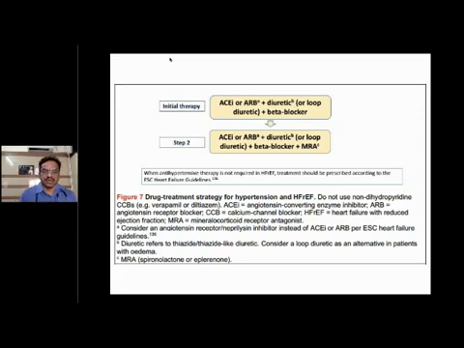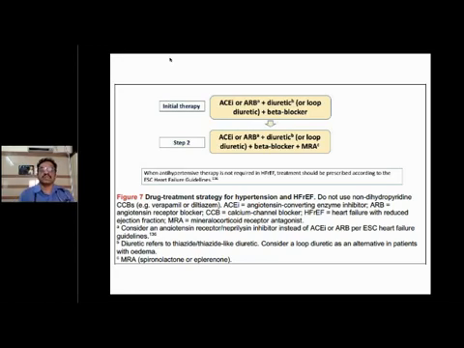One caveat is that in hypertension with heart failure with reduced ejection fraction, you can give an angiotensin receptor neprilysin inhibitor instead of ACE or ARB, according to the ESC heart failure guidelines. That is the sacubitril with valsartan combination that has come up in a big way.